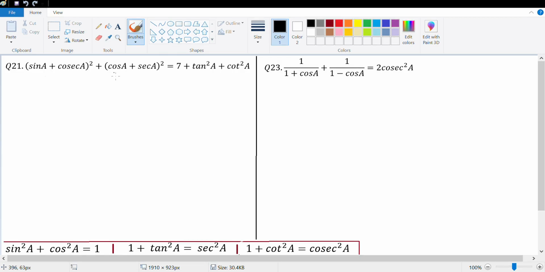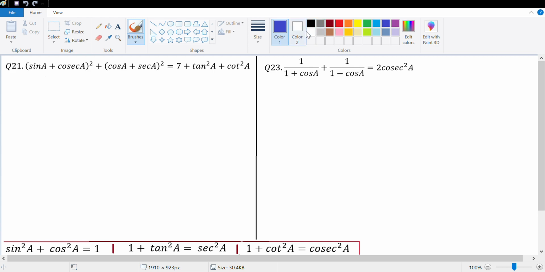Hi guys, let's look at the next question. Before I start the next question, let's quickly revise the three new identities that we've learned this year. Sine square theta plus cos square theta is equal to 1. 1 plus tan square theta is equal to sec square theta, and 1 plus cot square theta is cosec square theta.